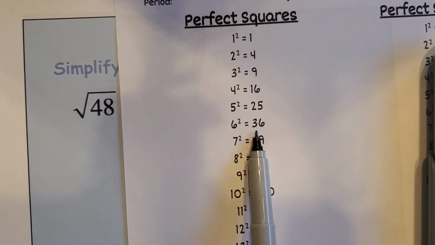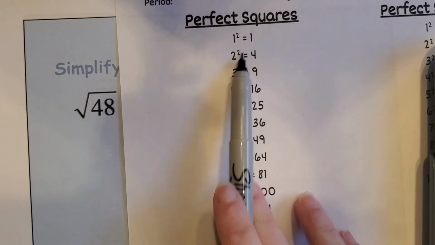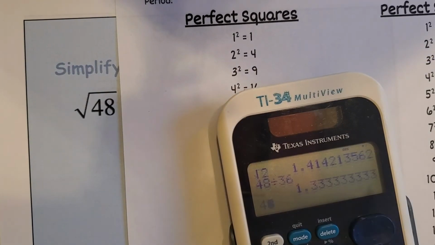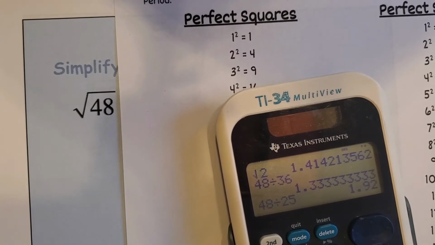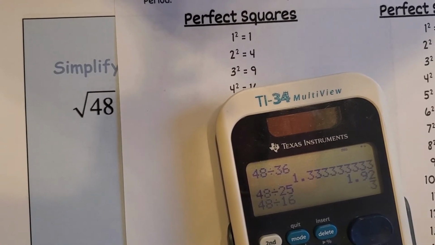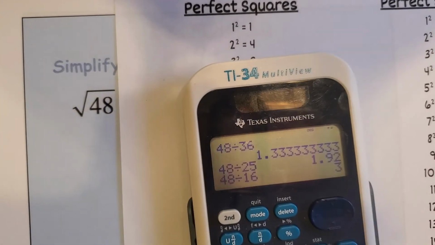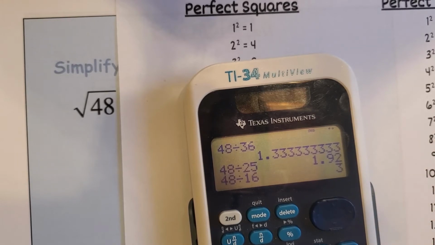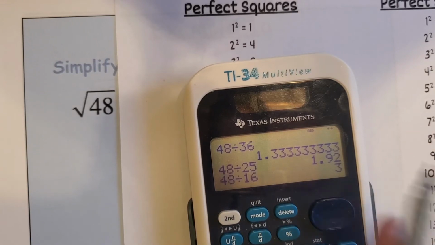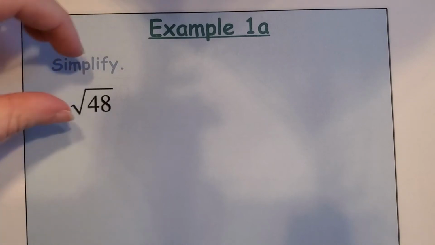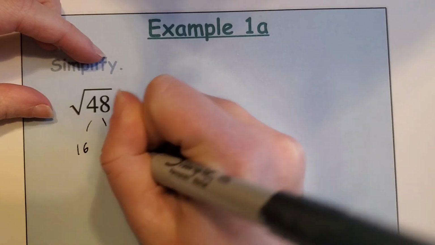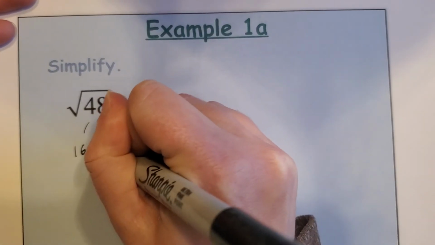So 36 doesn't work. So we're going to keep going smaller and smaller up the list until we find something that works. So we'll do 48 divided by 25. Doesn't work. 48 divided by 16. That's 3. All right. The whole goal here, I don't know if I mentioned this, is to find the biggest perfect square factor of 48. In this case, that's 16. So the biggest perfect square factor of 48 is 16. And we just saw 48 divided by 16 is 3.